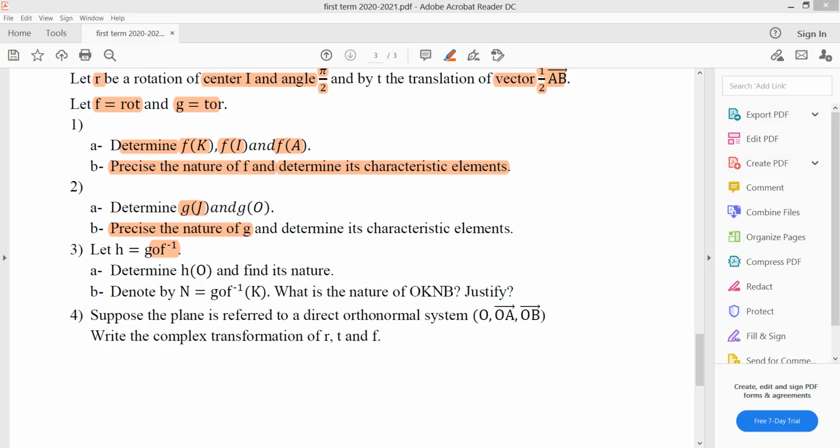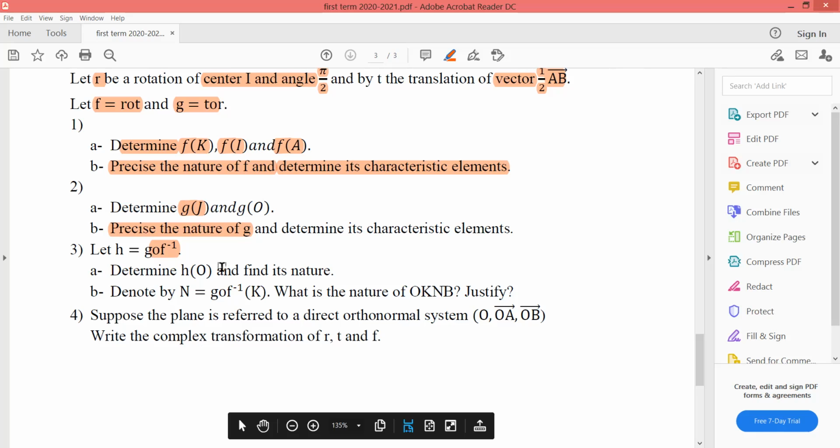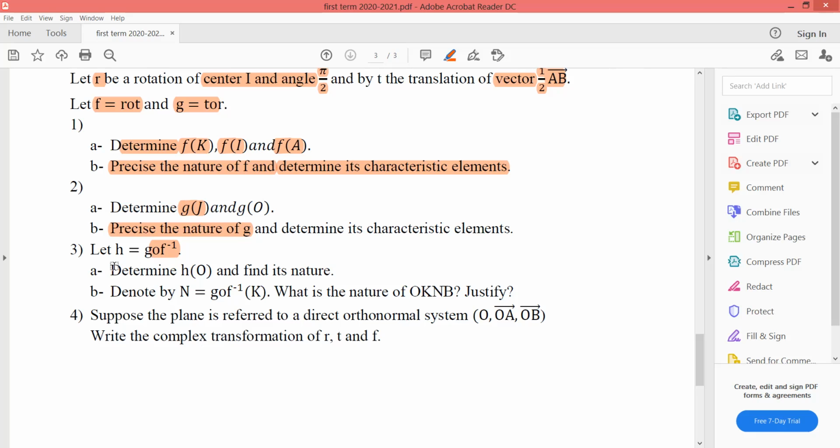It will be B. Since JI equals JB, angle JB equals pi over 2. So h of O is B. And find its nature. So we have calculated h of O and find its nature.